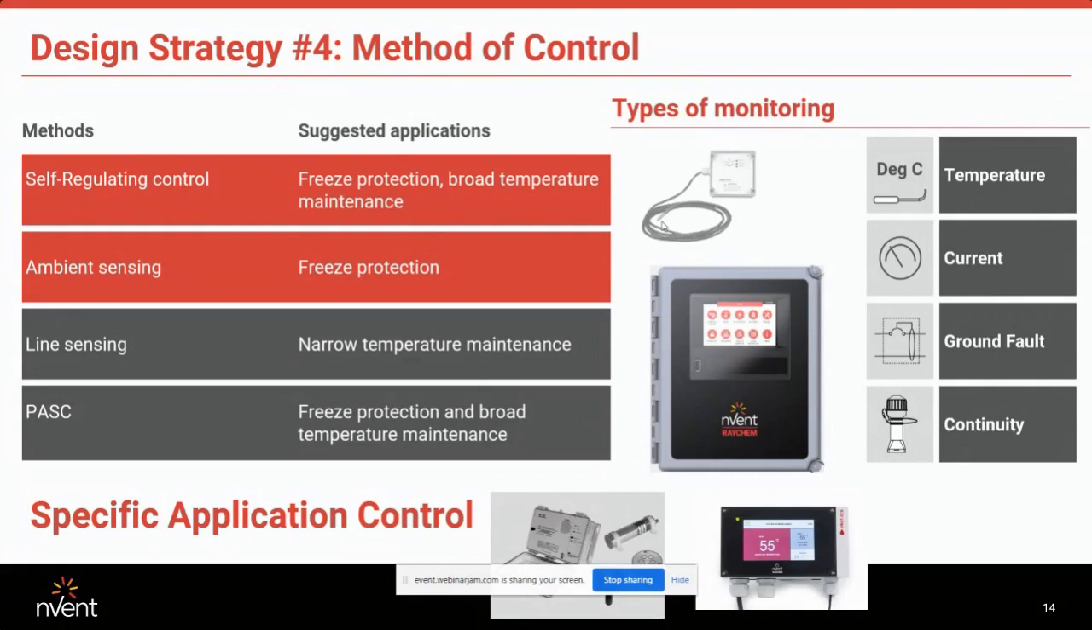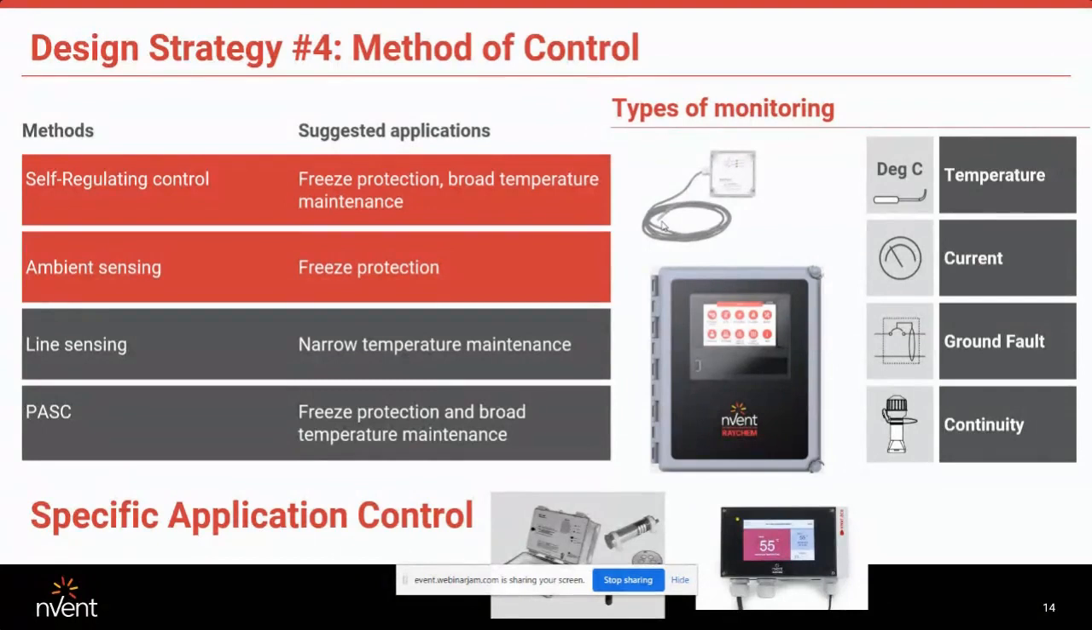Or is it simply you want to know if there's continuity and voltage running through that heat trace line, and we can do that simply with a lighted end seal. So those are some of the strategies that we can use and manipulate based on the needs of the owner.